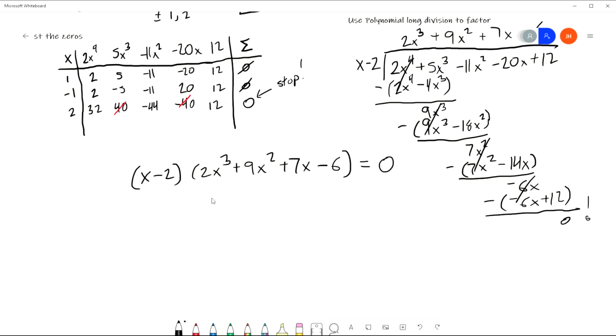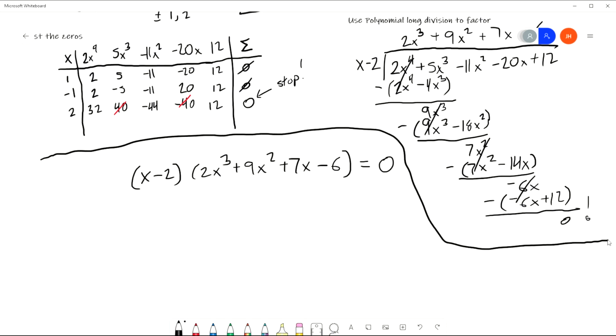Are we done? No, we're not done. Come on, of course we're not done. You know what we got to do? Because I gave us a really hard example to work with, we got to do it one more time. Why? We still have a power of 3. We cannot use quadratic factoring yet because we don't have a quadratic. We have a cubic. So we got to do higher degree polynomial factoring one more time. Let's get it, y'all.